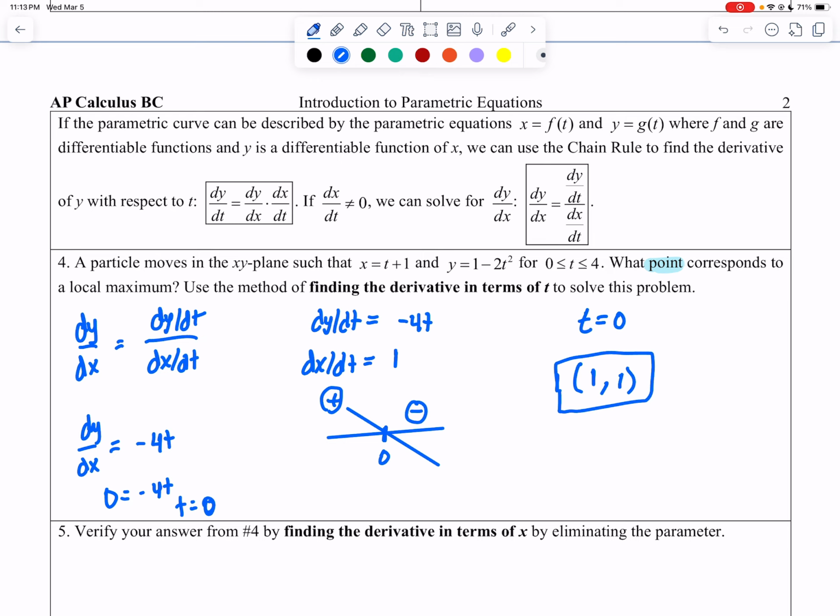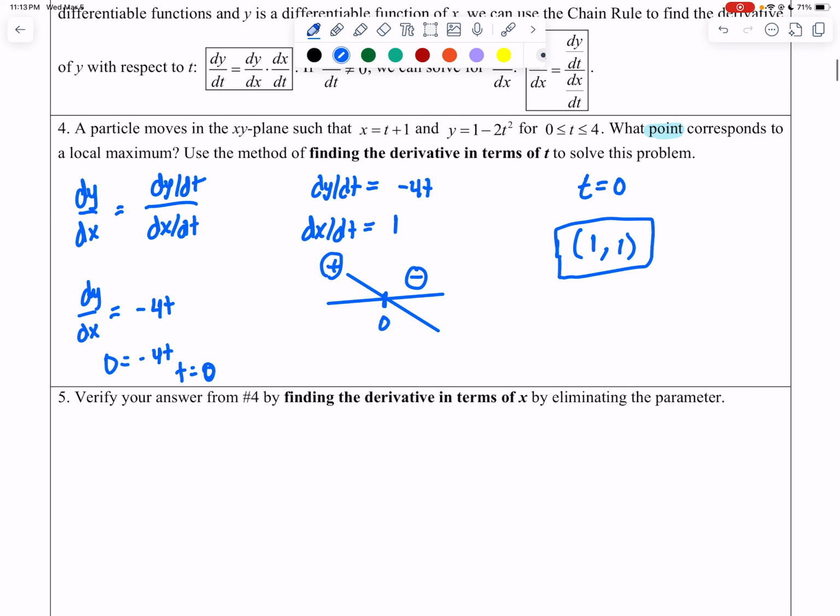Finding the derivative in terms of t, number 4, is going to be the most preferred method that you guys use because sometimes you might not be able to eliminate the parameter, unfortunately. But for this one, we are able to eliminate the parameter, so that's why we're doing number 5 here, where it says find the derivative in terms of x by eliminating the parameter.